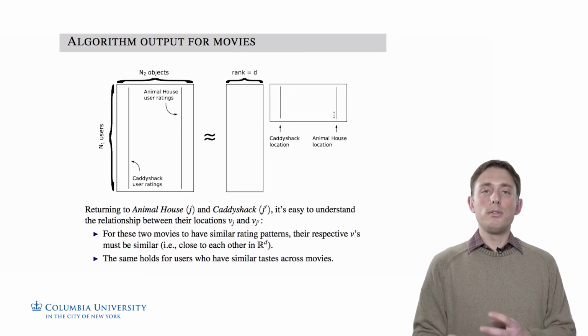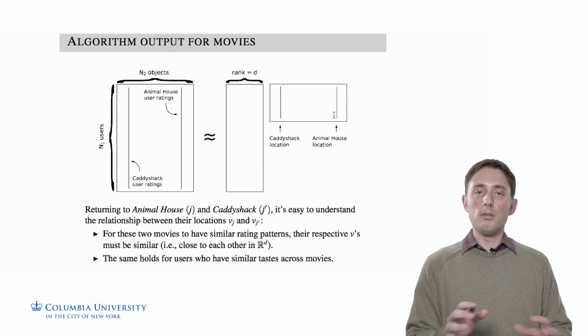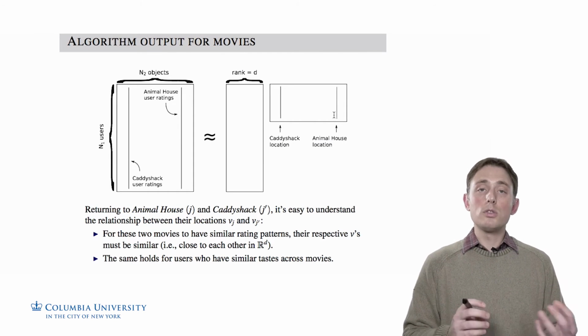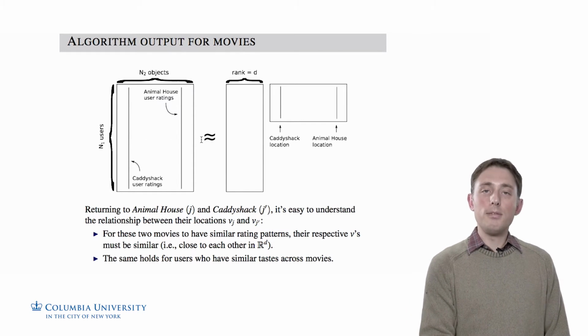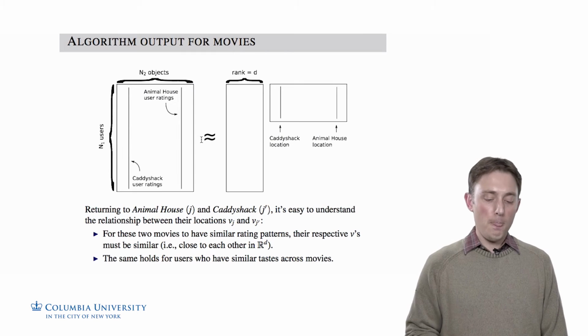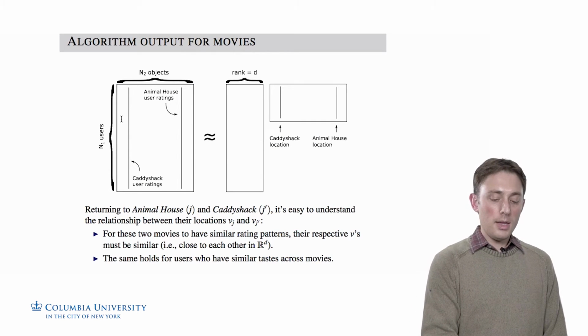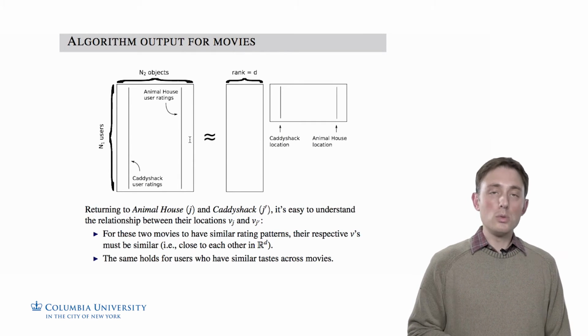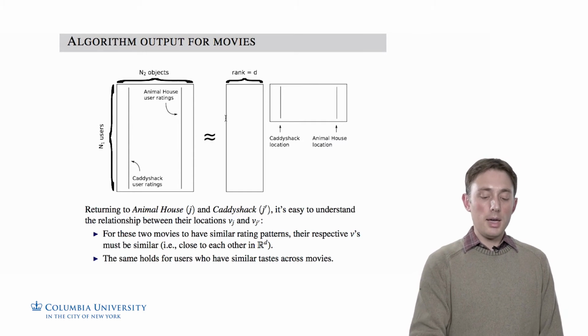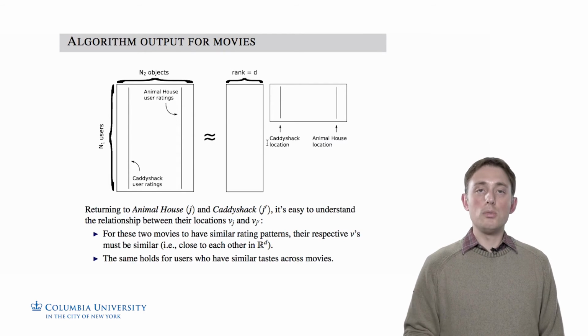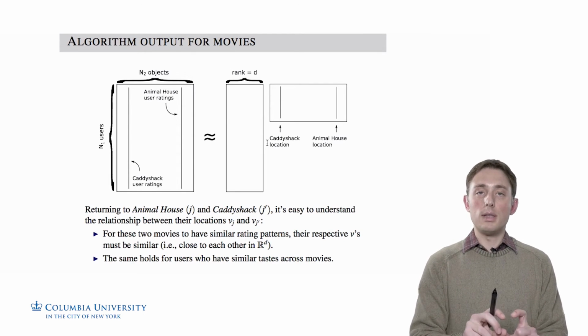And so we can intuitively make this argument for any pair of movies, and also for any two users. If I pick two users and they have very similar ratings, then their corresponding rows of ratings will be equal to the corresponding rows of these vectors times the entire matrix here on the right. And again, those two users should be located very close to each other in that space.